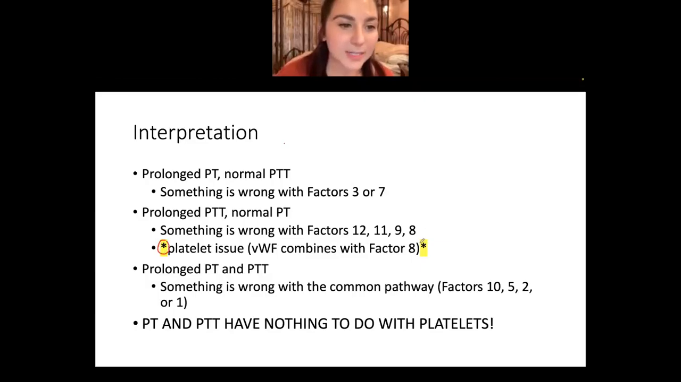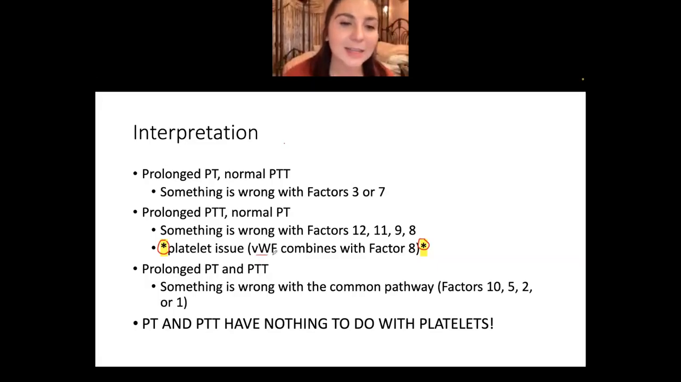And then I put this nice little asterisk and I highlighted it because this is what I mentioned in the primary hemostasis talk last week. We talked about von Willebrand disease: if you're missing von Willebrand factor, if you have a deficiency in von Willebrand factor, remember that von Willebrand factor combines with factor 8, they work with each other to make each other work properly.